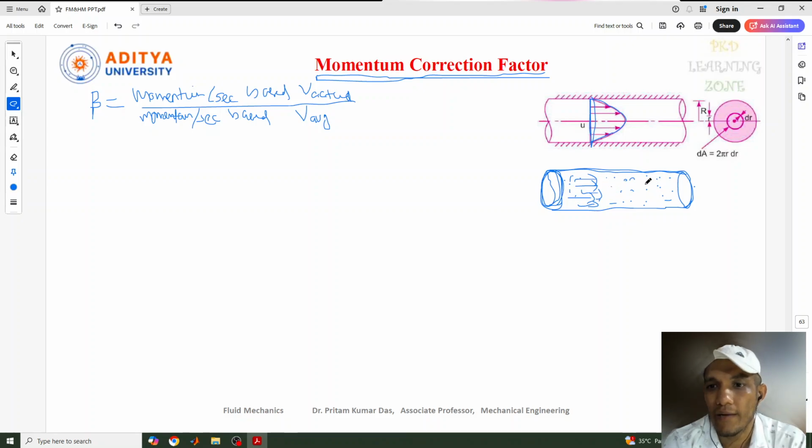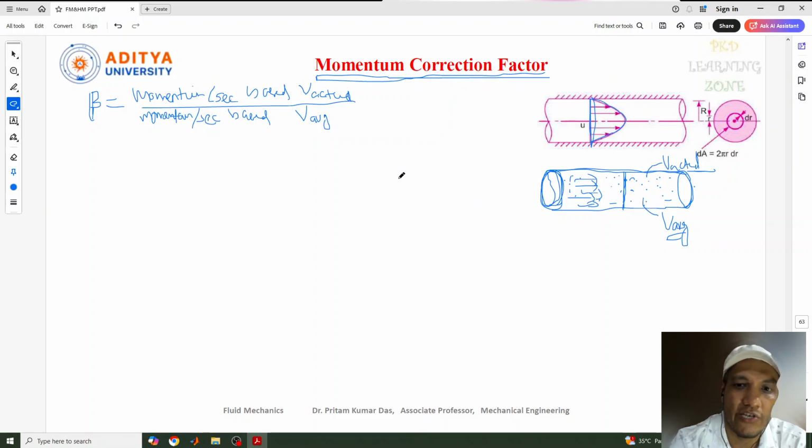If you measure the velocity of an individual particle, it will be different, and the average velocity will also be different. Here the velocity is different, here the velocity is different, so at all places the velocities are different. The average velocity of the fluid is different, and the actual velocity is nothing but the individual velocity of the particle. So to find the correction factor of the momentum, we need to take the momentum per second based on the actual velocity and based on the average velocity.